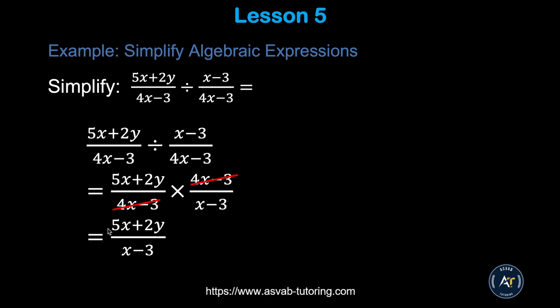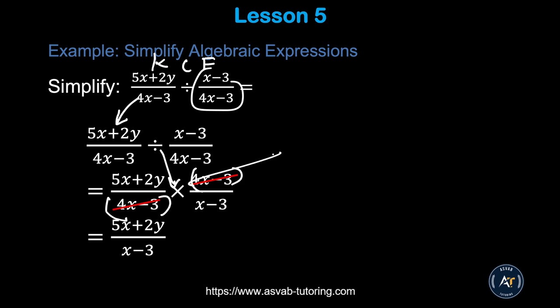Now, how to divide fractions. If you follow our lesson, you see lesson 1, how to divide fractions. That is called keep, change, flip. Keep whatever you have on the left side, change the division sign into multiplication, and then flip the second term. So I just flipped it. When you flip it, you could also cross out the like terms. You see, this is the same expression, so you could cross them out. That gives you 5x plus 2y over x minus 3.